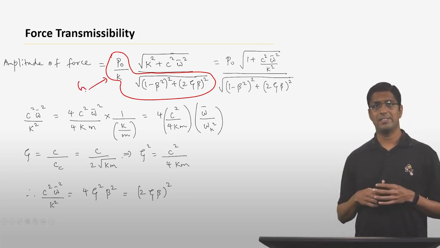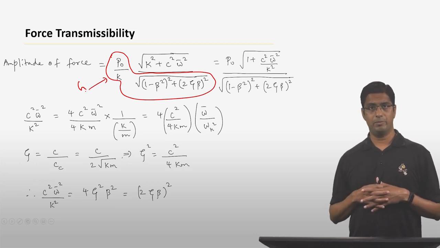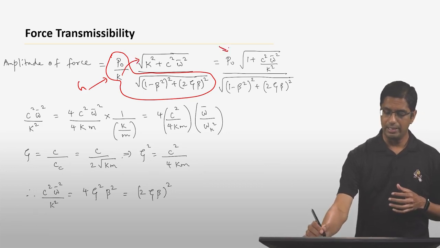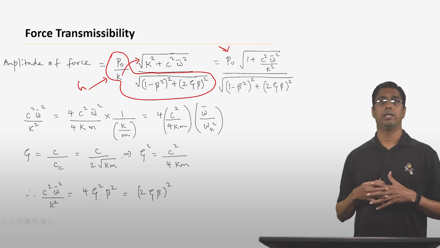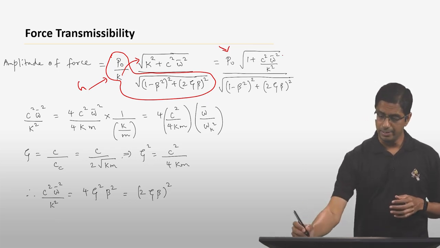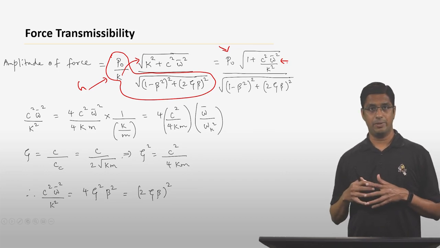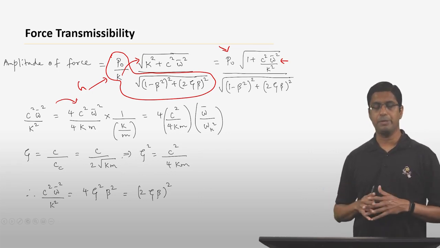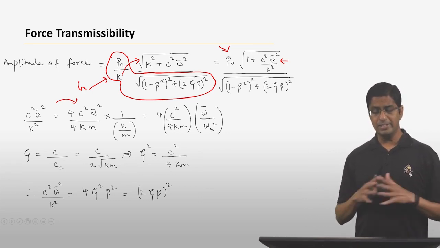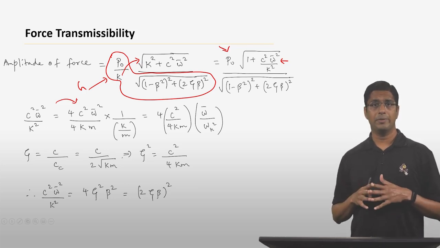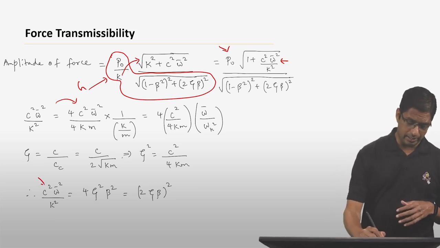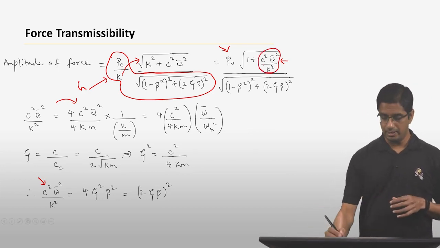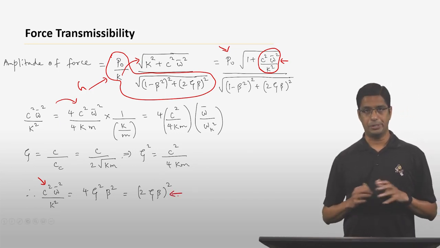So now, once I have this, I'm going to do a little bit more manipulation. I'm first going to take this k inside the square root, and if you do that, that is what you get. Then you can do a little more manipulation. If you look at this term here, c square omega bar square by k square, you can write it this way. Again, these are all just mathematical manipulations, so if you want to skip it, you can. But essentially, this c square omega bar square by k square is nothing but 2 zeta beta the whole square. You can show that very easily.